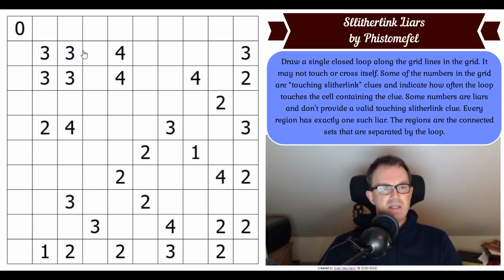So if this was Slitherlink, I would immediately be thinking of doing something like this around a 3 clue, or even this. That's a very common pattern in Slitherlink. Two threes diagonally opposite, you could immediately put in these loop segments, and then you'd be away, because you could do, oh, hang on, this isn't working very well.